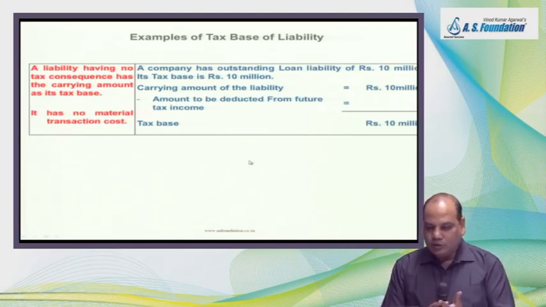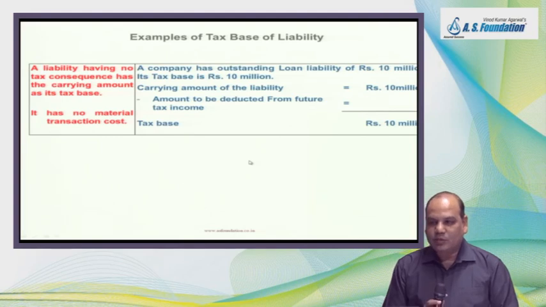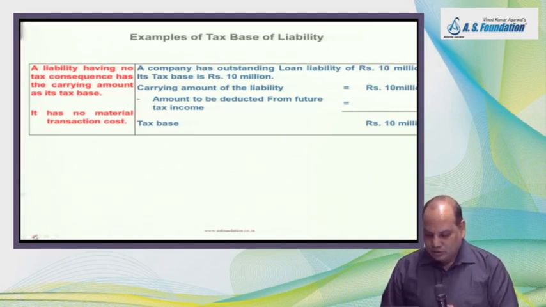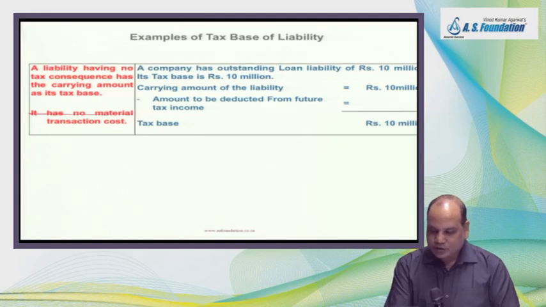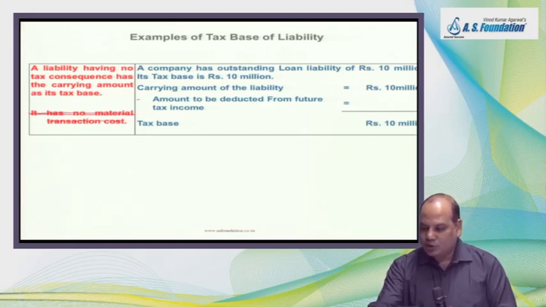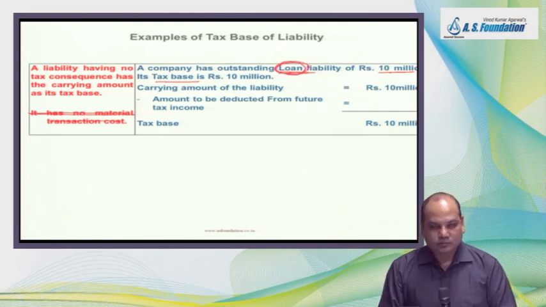A liability having no tax consequence has the carrying amount equal to its tax base, assuming it has no material transaction cost. This is the simplest example. Suppose a loan is appearing in the balance sheet as 10 million. When you settle the loan, there is no tax consequence. So therefore, the tax base will also be equal to the carrying amount.